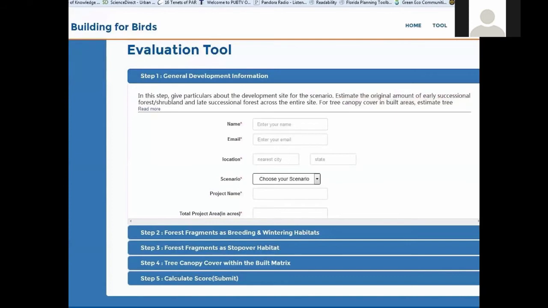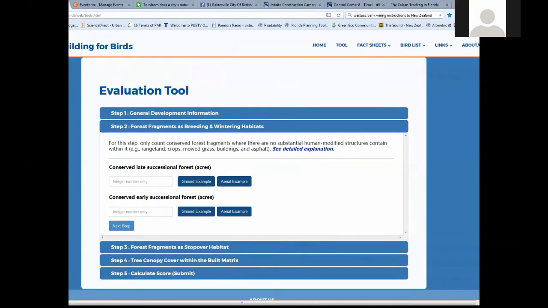So here's the first step, is really putting just information about the site and choosing your scenario 1 or scenario 2. Then it goes to putting in an amount of acres that are conserved late successional versus early successional forests.